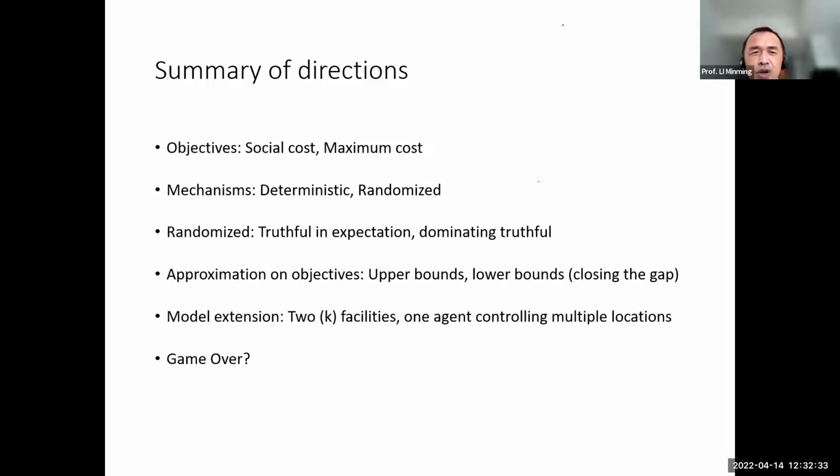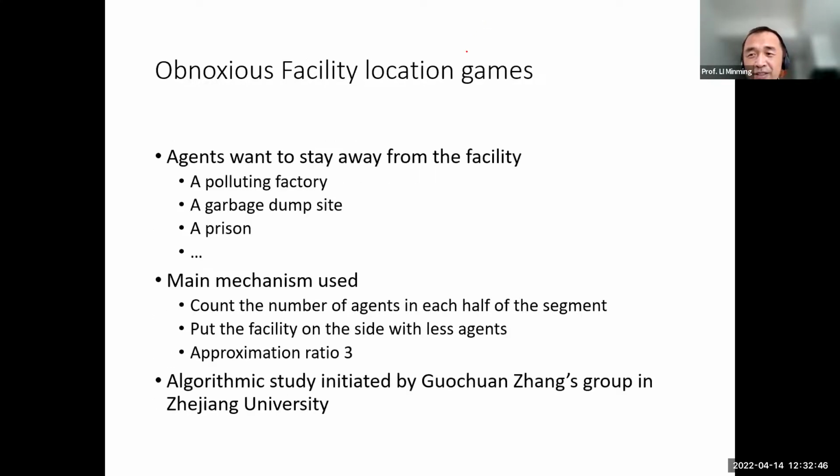It seems that it's a very, very classic paper and the story is complete, and maybe the whole game is over. Now, is it so? Actually not. Let's see why not. Just now we said people want to be close to the facility. But actually, there is also another extreme.